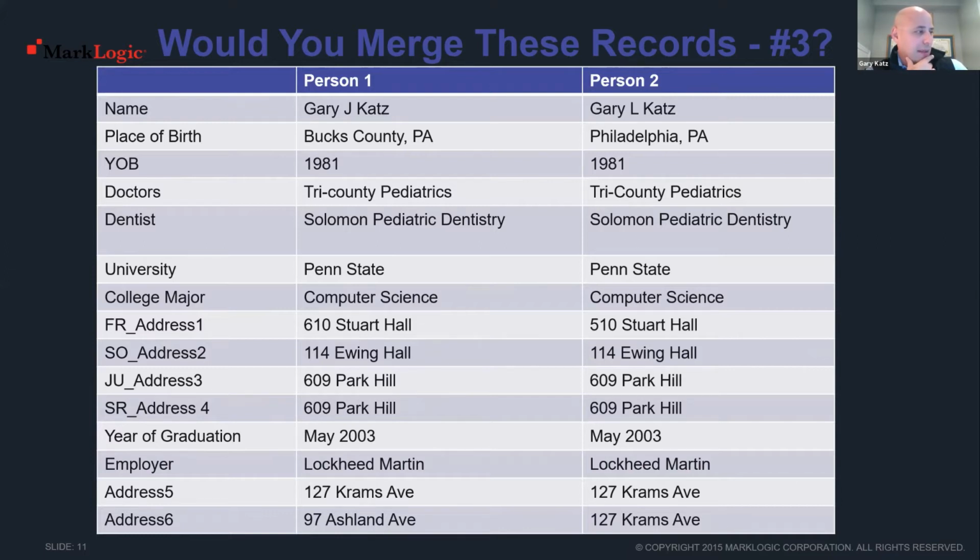Your graduation's the same. They both worked at Lockheed Martin. They seem to live together. Yeah, in all likelihood, this is probably the same person. They've got a different middle initial. That could be a typo. So I'd merge them together. Or rather, I should say most people might merge them together. And if you guessed that, I would tell you humbly that you'd be wrong.